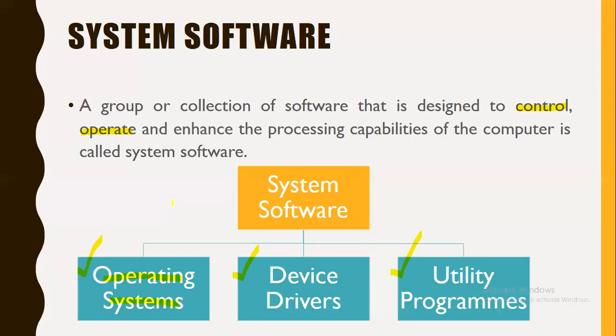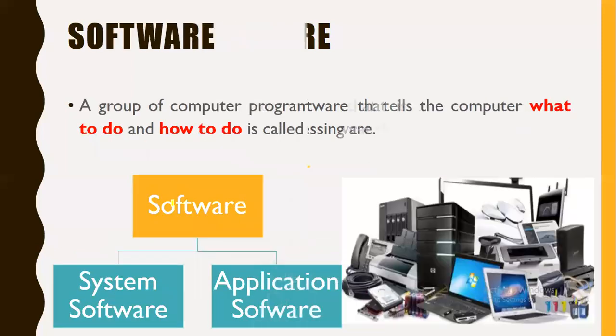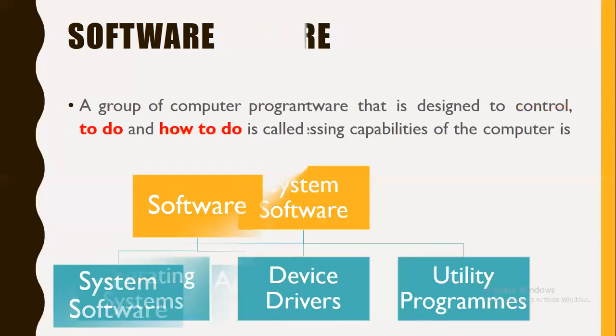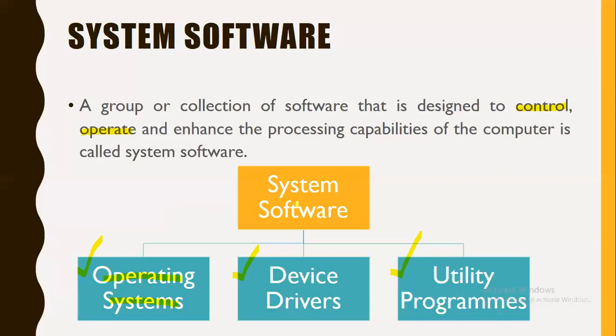Okay, let us revise the concept of software, then we will proceed further. In the previous slides, we have discussed that software has two main types. One is system software and the other is application software. Then there are further three types of system software: operating systems, device drivers, and utility programs. Today we will discuss the operating system only.